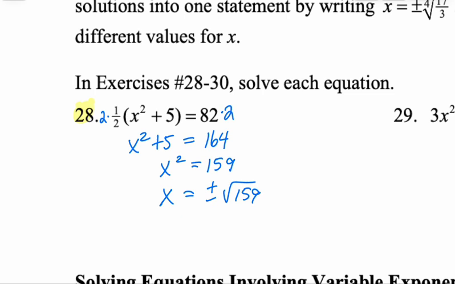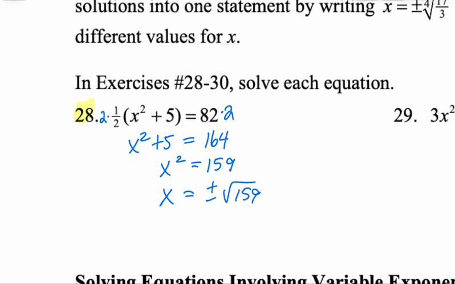if our index is even. Now, technically, we don't show it, but there is a little 2 right there. It's an index of 2 on a square root that matches that square that we started with, that 2 power we started with. So anytime it's even, you have to remember that there are 2 possible solutions. In this case, plus or minus the square root of 159.